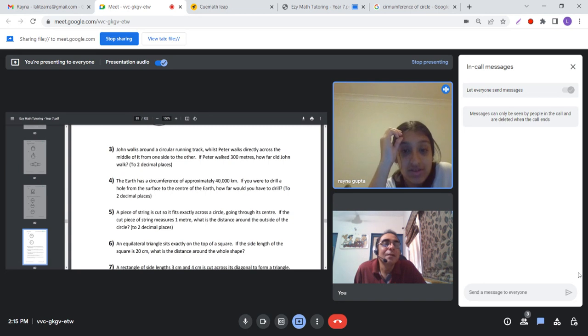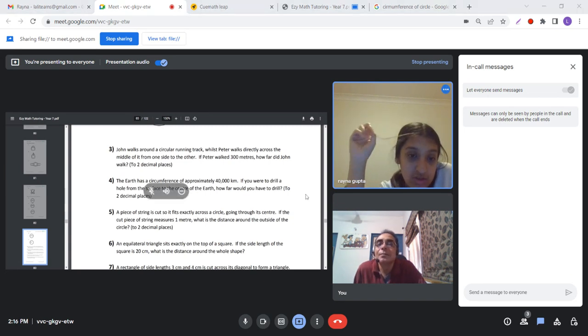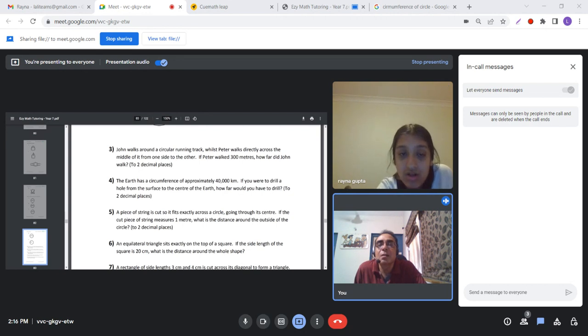Fifth. So it will be 3.14 times 2 times 1. So it will be 6.28. Okay, a piece of string is cut so it fits exactly across a circle going through its center. If the cut piece of the string measures 1 meter, what is the distance around the outside of the circle? That means they're asking the circumference.